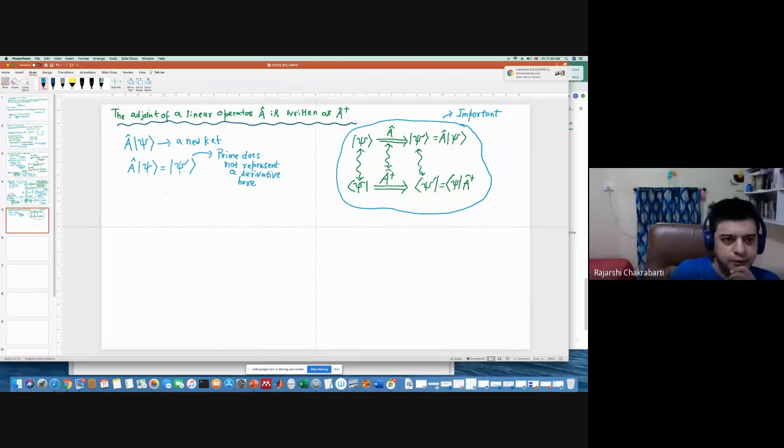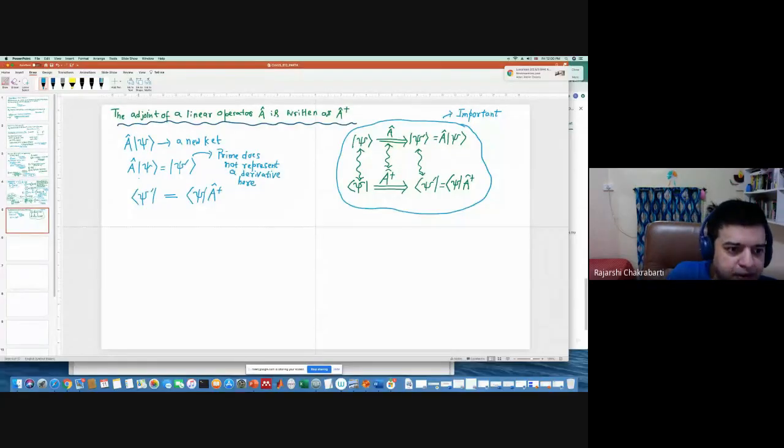So the idea is as follows. If I have a bra like this, and then I operate A dagger on this, I get a new bra. This is how it is. For a ket, it is the other way: it operates from the left hand side of the ket, whereas for the bra it operates from the right hand side. Okay, these are the rules. You have to remember the rules.